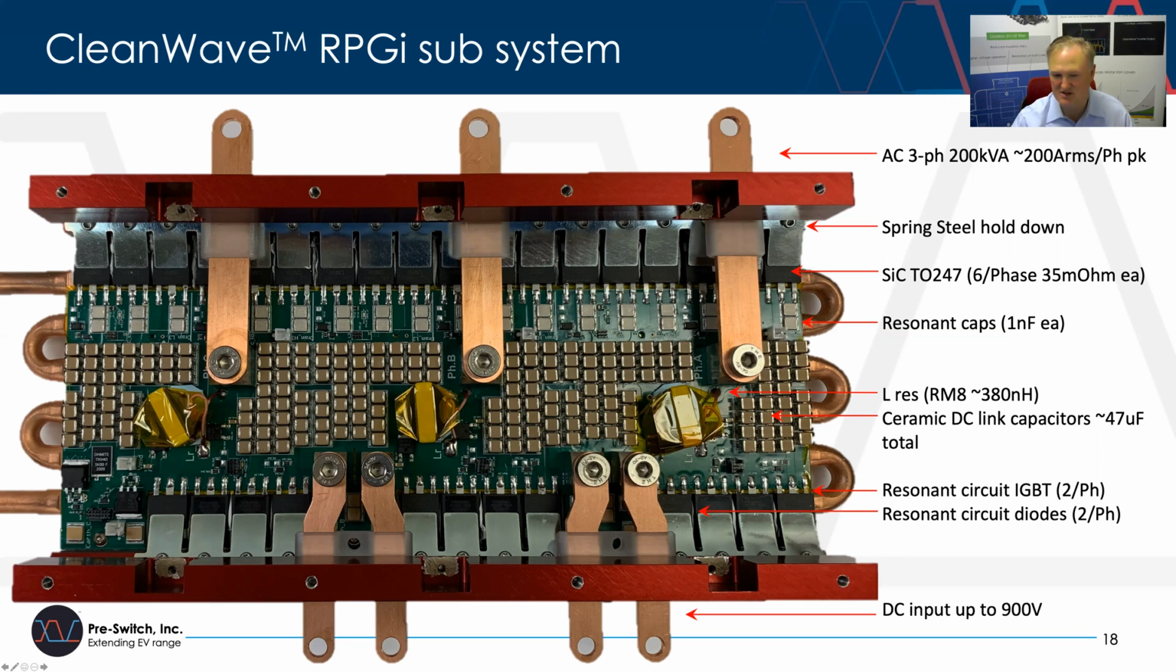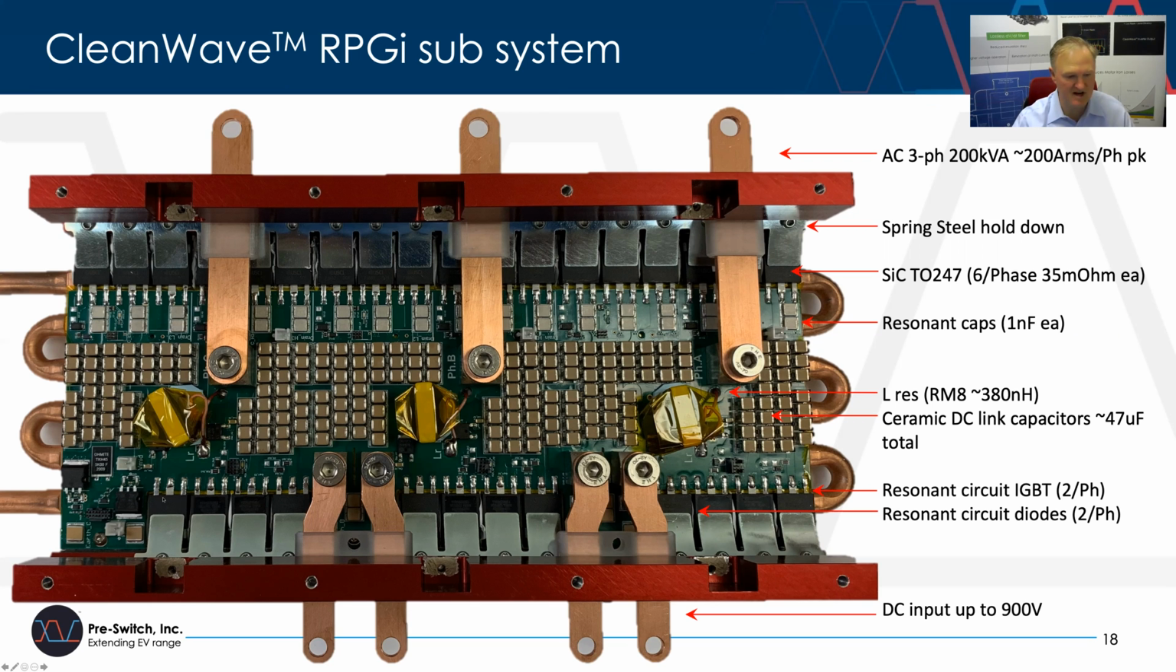The other thing you'll notice is that these capacitors represent the full DC link capacitance necessary for this design. The reason they're so small is because it's running at 100 kilohertz, so you get an additional savings by running very fast switching frequencies. On the bottom, these are where we have the resonant diodes and the resonant IGBTs that we use to soft switch the silicon carbide MOSFETs.